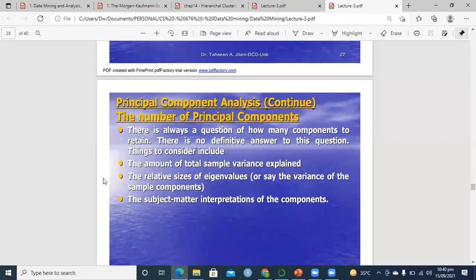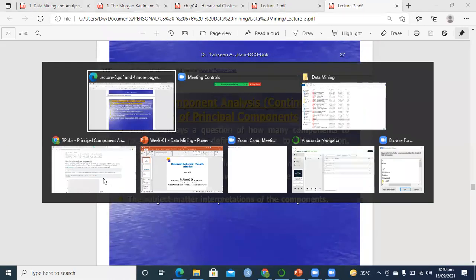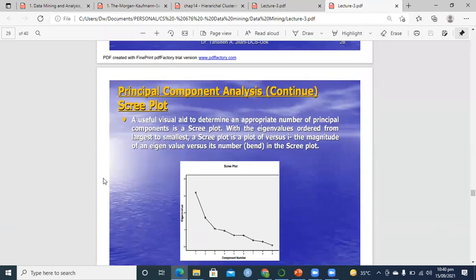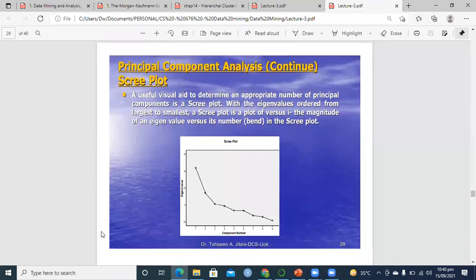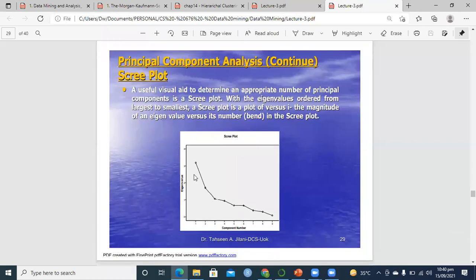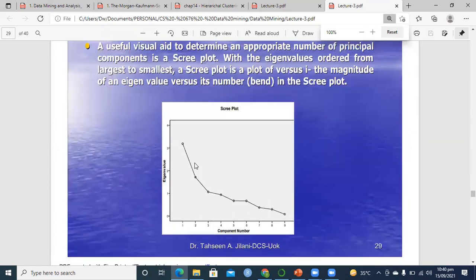Now I need to do an example. There is a plot that shows the eigenvalues here. For example, the first eigenvalue in this plot is 3.1 or 3.2, something. The second eigenvalue is 1.7, 1.8. The third eigenvalue is around 1.1. Fourth eigenvalue, fifth, sixth, seventh, and eighth. 5, 6, 7, 8, 9.